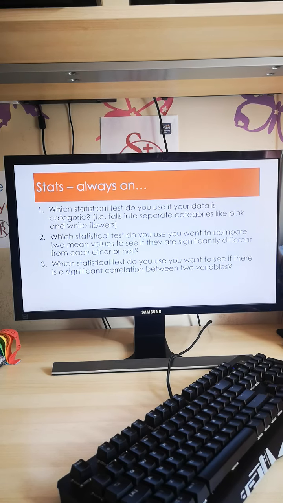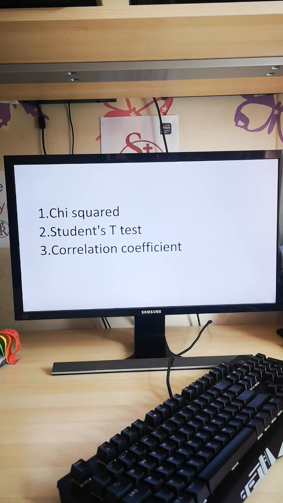Okay, what about 2? Which statistical test will you use if you want to compare the 2 mean values to see if they're significantly different or not? I'm hoping you've got student t-test there. And finally, which stats test would you use to see if there is a significant correlation between 2 variables? So correlation coefficient, or you can call it Spearman's rank.